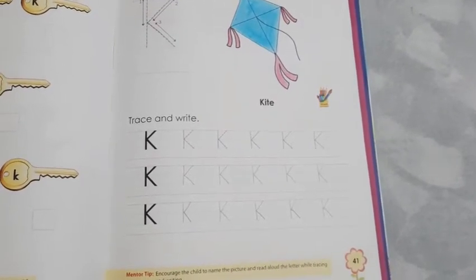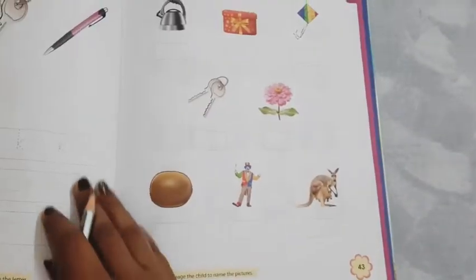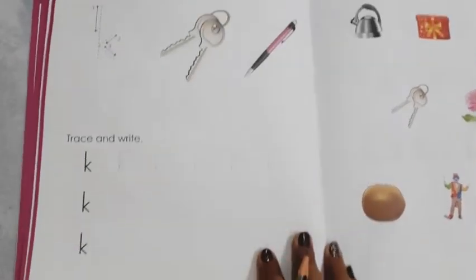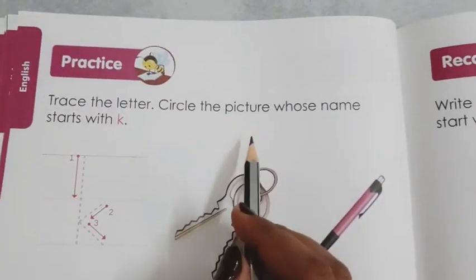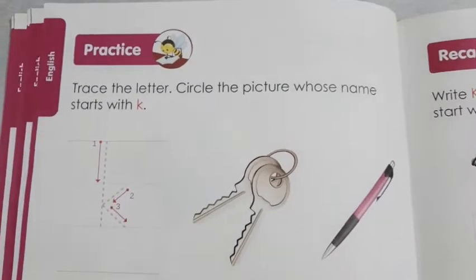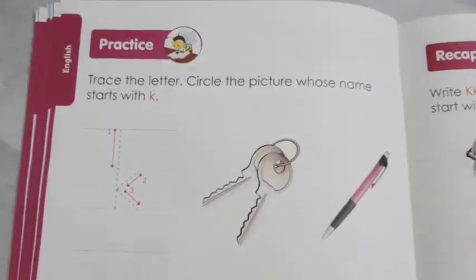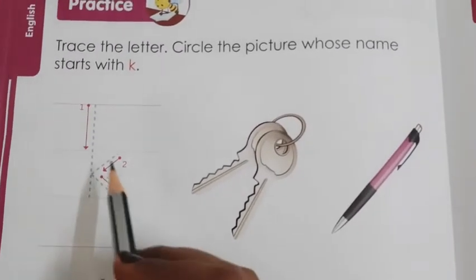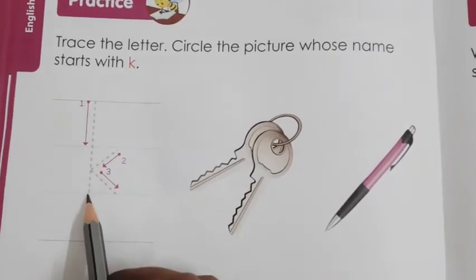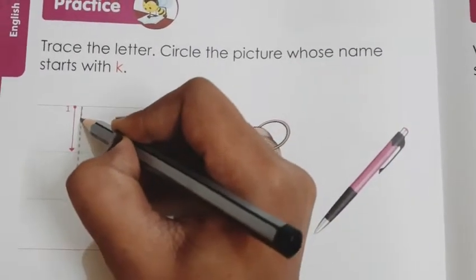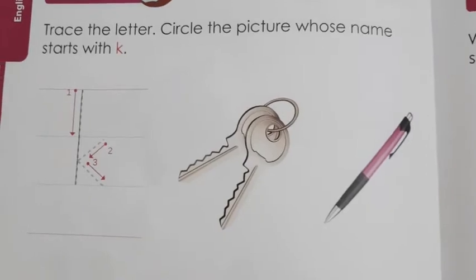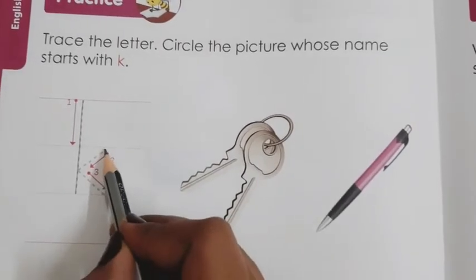Now after completing page number 41, please turn your page and come to page number 42. Okay. Now here also you have to trace the letter and circle the picture whose name starts with K. So firstly we are going to trace the letter. As you can see, there are also 3 steps given over here. The first step is start from the red line to the third line, that is blue one. We need to make one standing line like this. After that, the second step is you need to keep a pencil on the second line, that is blue one, and come here.